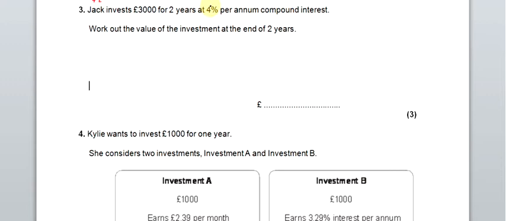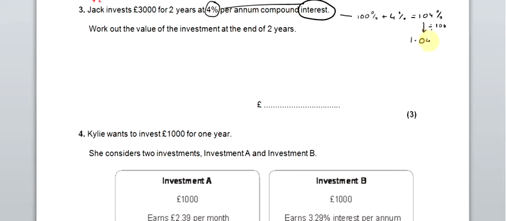So first of all, we take our 4% interest. And interest is going up in this case. So that is a 100% plus 4%, which is 104%. And we divide that by 100. And you find out that the multiplier is 1.04. This is the multiplier. Don't worry if this is a little bit confusing to you. You might have seen it slightly differently, but that's how you do it nonetheless.